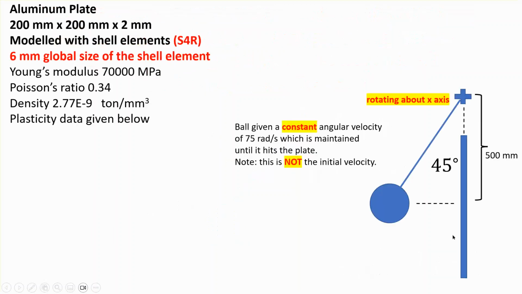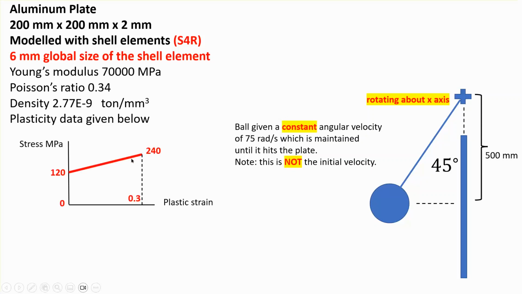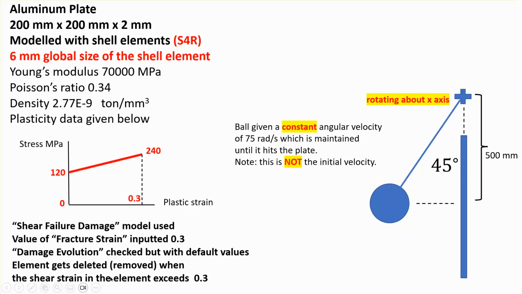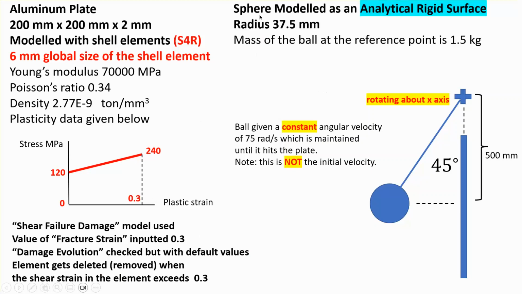I already mentioned that the dimensions are given here. The dimensions and material properties of the plate are given here. Here's the plasticity data, and this is the failure information that I'm using. And the sphere is modeled as an analytical surface. Here's the radius, and the mass of it is 1.75 kilogram, which has to be placed at the reference point, which is that pivot point on the top.